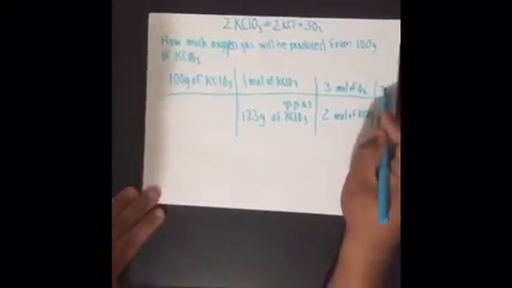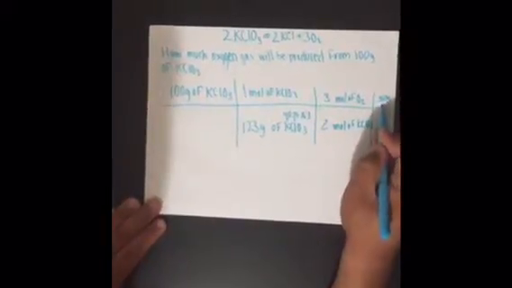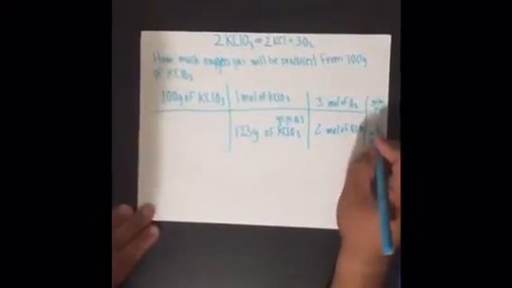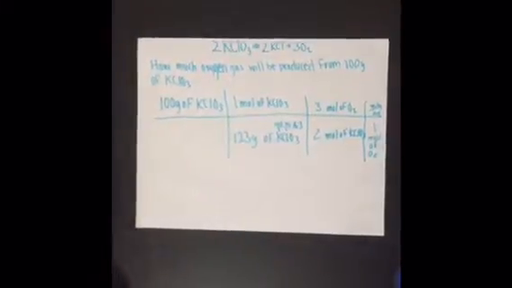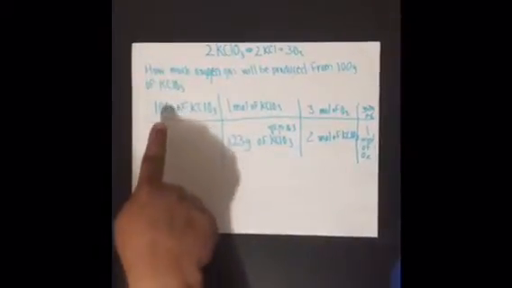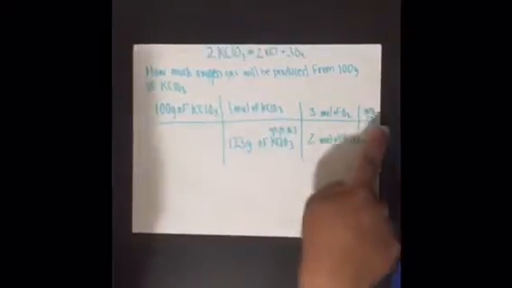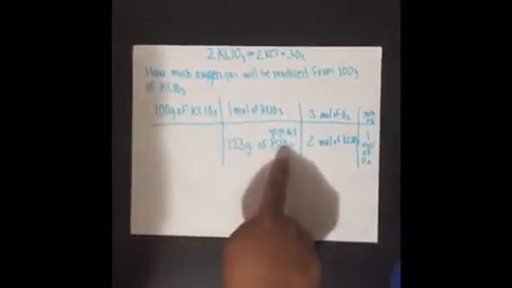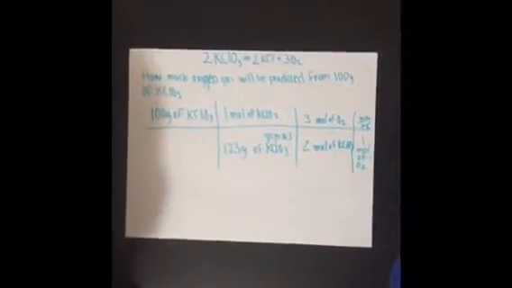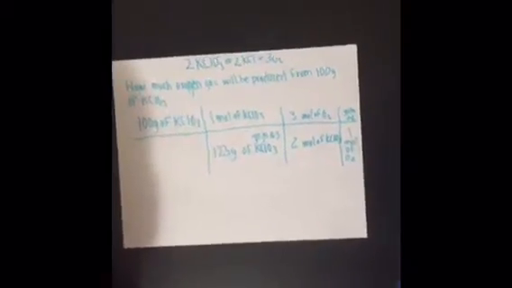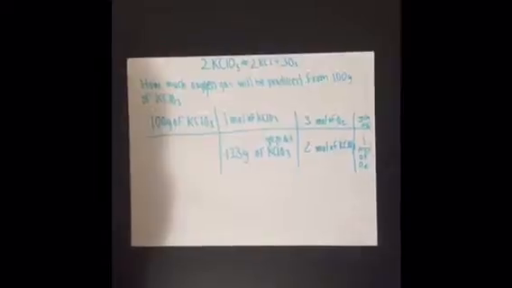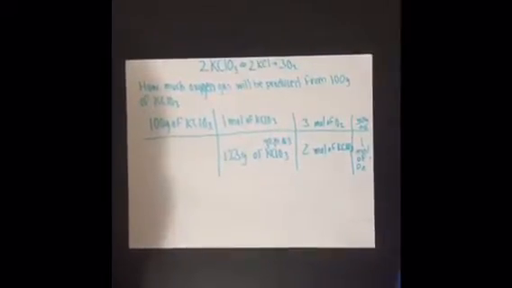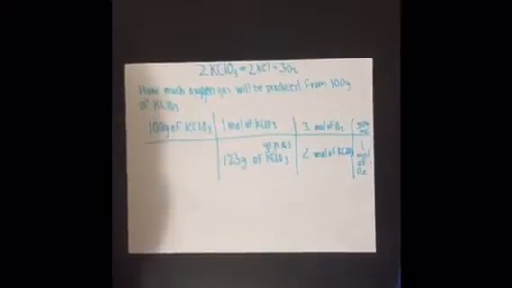32, so 32 grams of O2, 1 mole. Alright, when you finish with this, you just now get your calculator and multiply all of this and divide all of this. So basically 100 times 1 times 3 times 32 divided by 123 divided by 2 divided by 1.